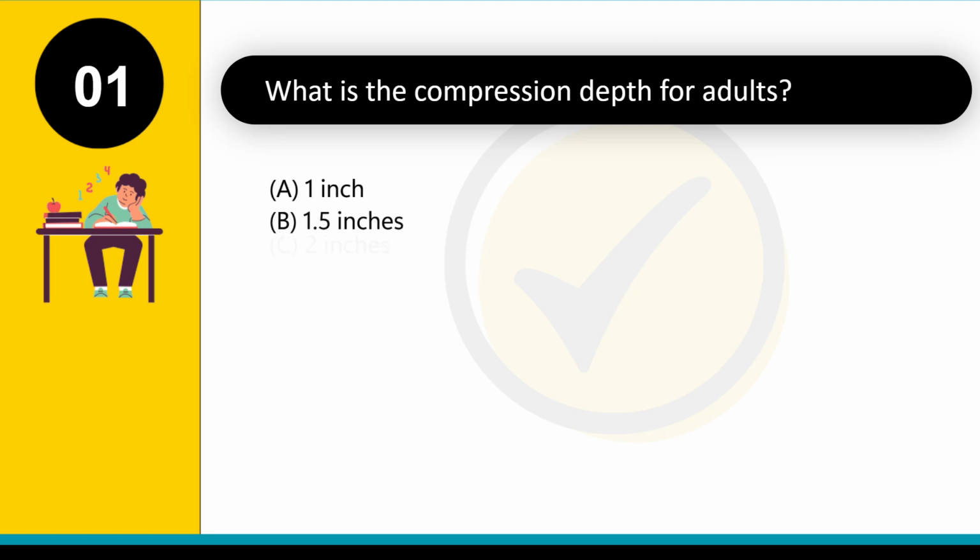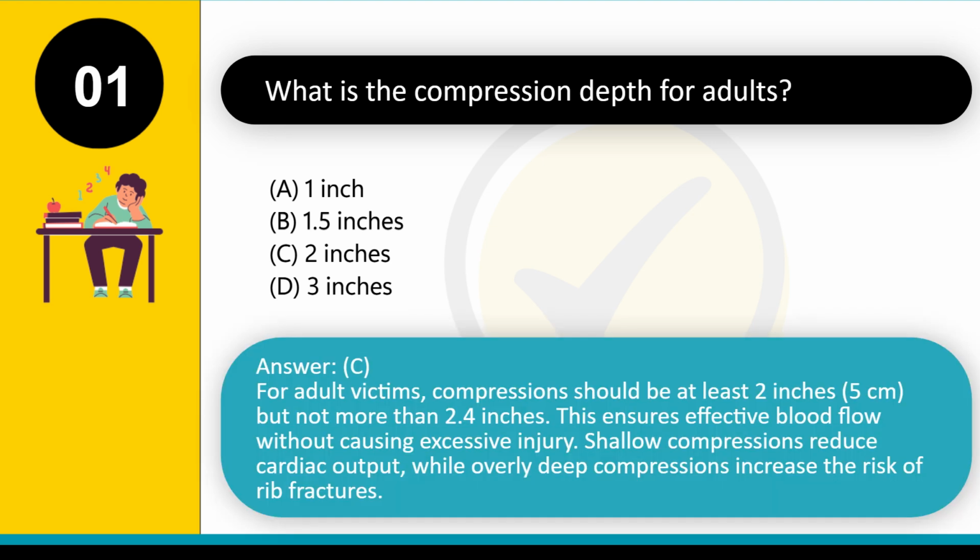What is the compression depth for adults? A. 1 inch. B. 1.5 inches. C. 2 inches. D. 3 inches. Answer, C. For adult victims, compression should be at least 2 inches (5 centimeters) but not more than 2.4 inches.